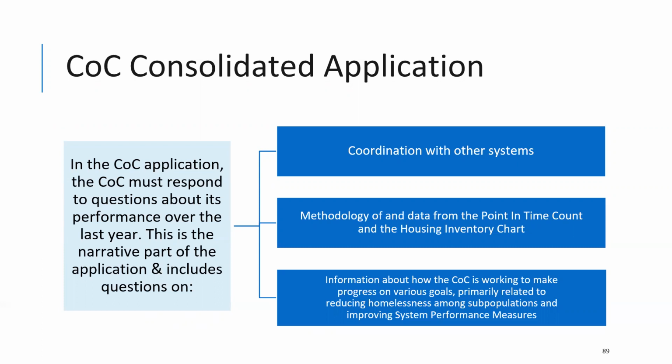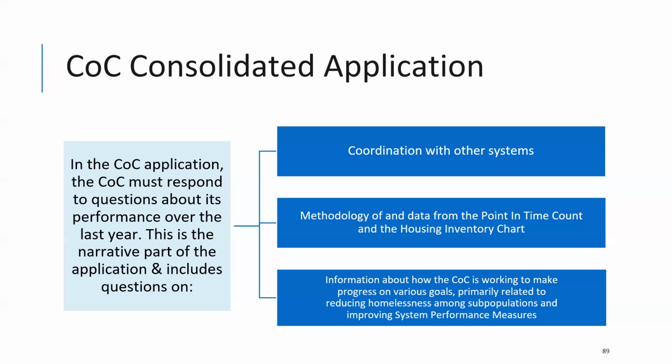So the CoC Consolidated Application, you have to respond to questions around how the CoC is coordinating with other systems, the methodology and data from your point in time count and housing inventory chart. And then you have to respond to various questions about how your CoC is working to make progress on various goals. For example, reducing homelessness among subpopulations and improving your system performance measures. It's a pretty dense application that the CoC has to submit.